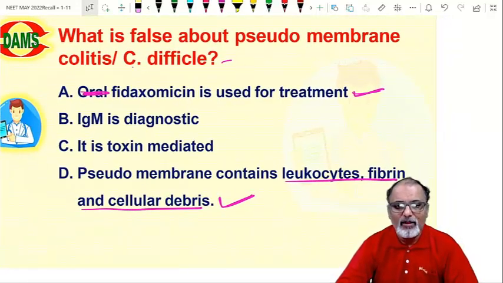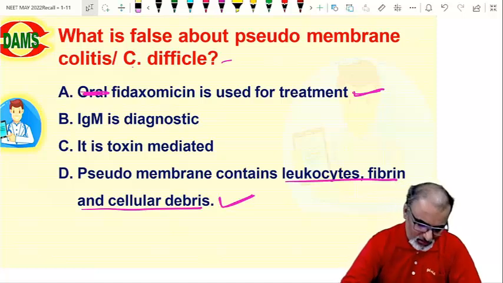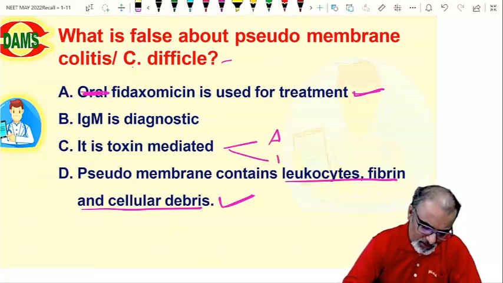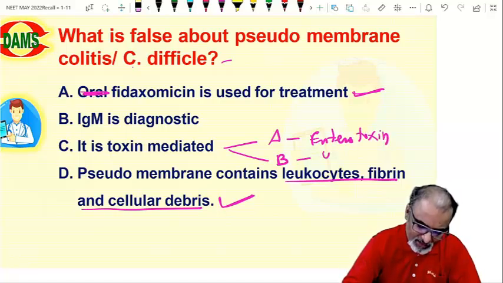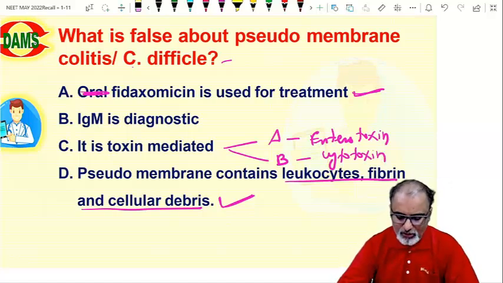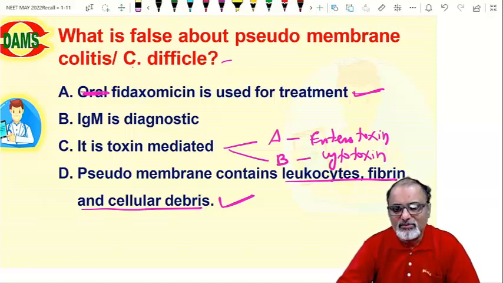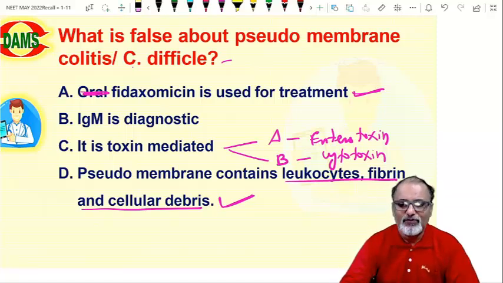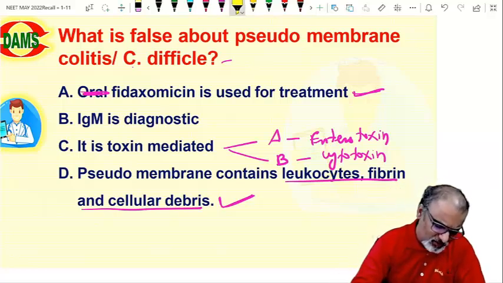Because it is toxin mediated. We have two types of toxin, toxin A and B. A acts as an enterotoxin. B acts as a cytotoxin. And it forms a pseudomembrane which contains fibrin and cellular debris. Because cytotoxin will cause cytoskeleton damage, that cellular debris forms a membrane. All are correct. IgM is not diagnostic.